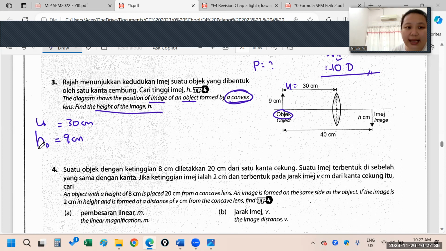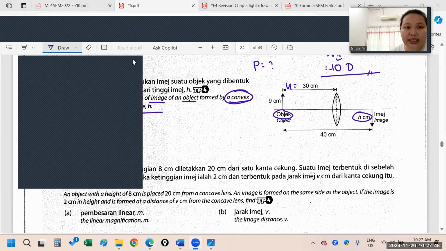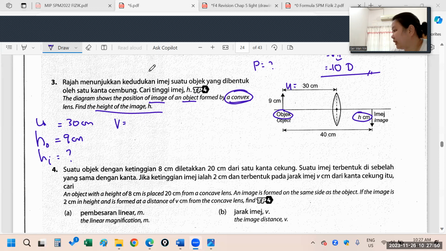Then height of image, don't know. It doesn't tell. H. Then now, can you please tell me what is V? Thank you, Bethany. V means from image to the optical center of the lens. So V equals to 10.